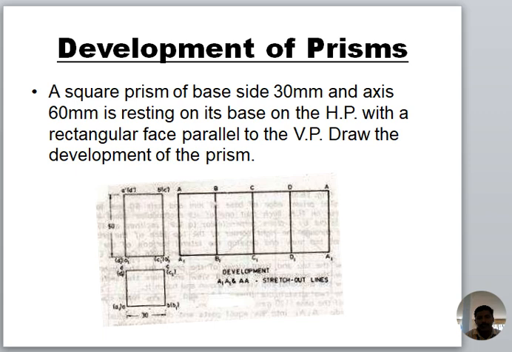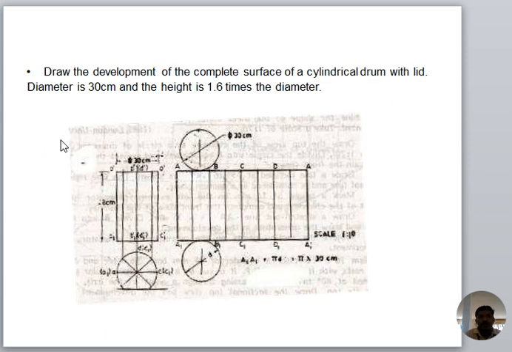Then coming to the second one. Draw the development of the complete surface of the cylindrical drum with lid, diameter 30 mm and height 1.6 times the diameter. The diameter of the cylinder is 30 mm, so draw a circle of 30 mm and project it. The shape is a cylindrical prism. The top view is the circle and the front view is the rectangle.